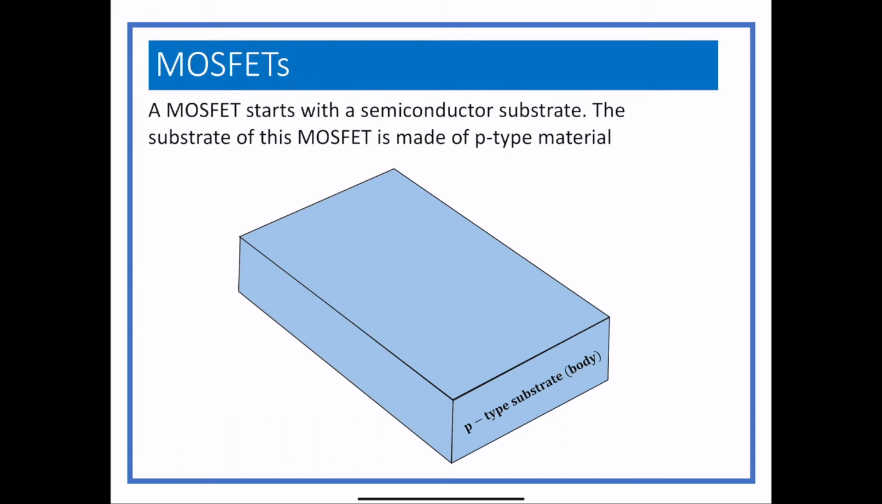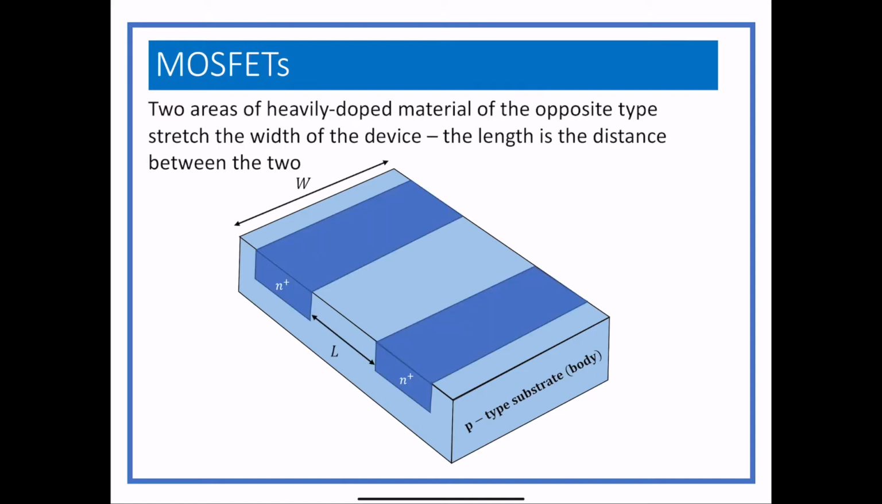This one is P-type material. It can just as easily be N-type material. P-type material is actually a little more common. So we're starting with just P-type material. And then there are 2 areas of heavily doped opposite type material. In this case, it's what we call N+, so that means it's really heavily doped.